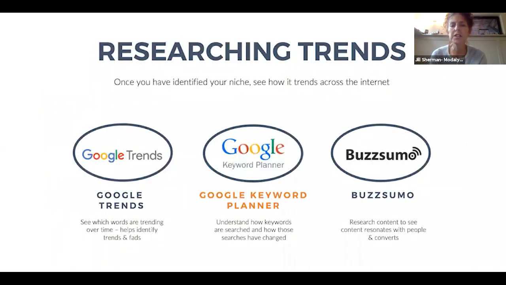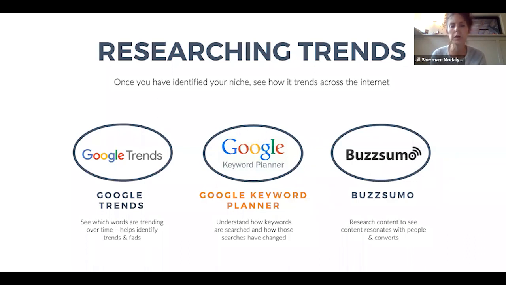Now, once you found your niche, let's see how it's trending within keyword searches. So you've identified your niche. Now let's see how it trends across the internet. A good way to start is with Google Trends. See which words are trending over time. So how is it trending from one point in time to another? This helps identify trends and fads.